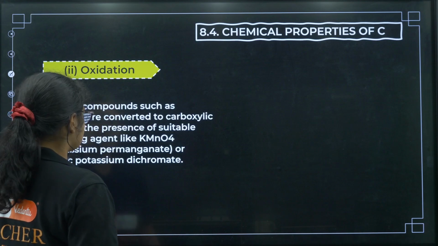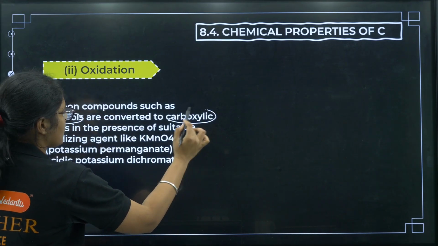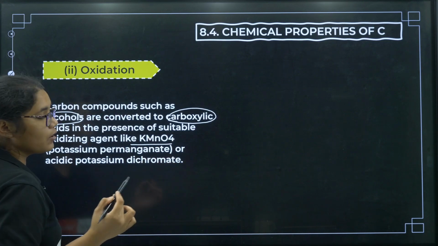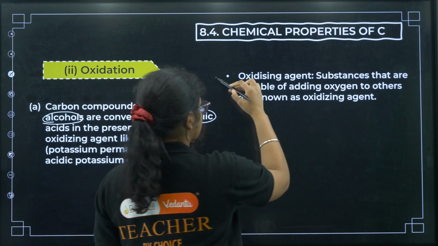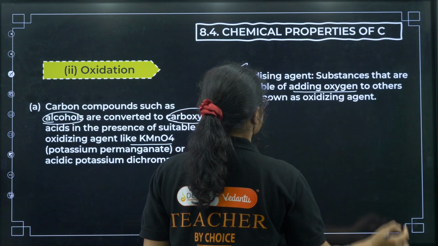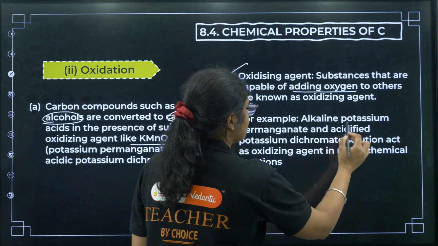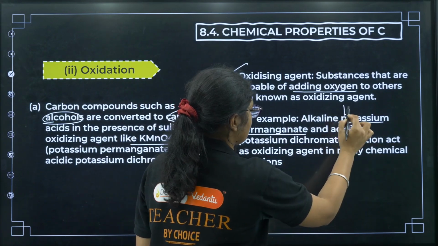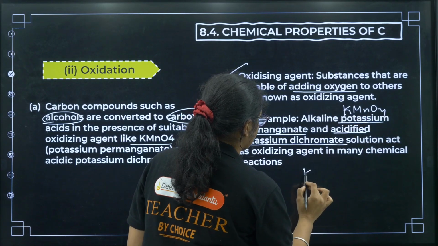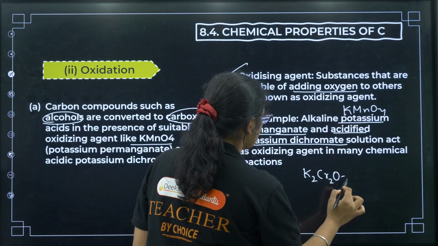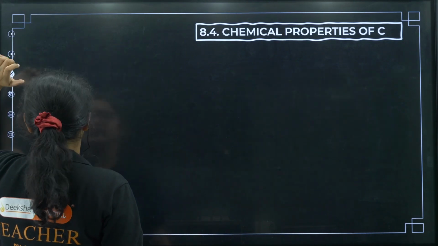The next reaction is oxidation. Carbon compounds such as alcohols can be converted to carboxylic acid in the presence of strong oxidizing agents like KMnO4. What is an oxidizing agent? The substances which add oxygen to other substances are called oxidizing agents. Examples are alkaline potassium permanganate, KMnO4, and acidified potassium dichromate, K2Cr2O7. They act as oxidizing agents in many chemical reactions.